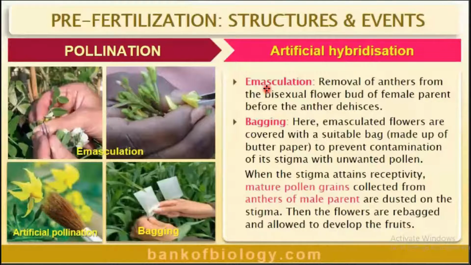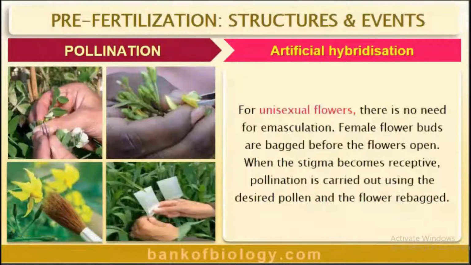After emasculation, the process is bagging. Here, emasculated flowers are covered with a suitable bag to prevent contamination of its stigma with unwanted pollen grains. Then, when the stigma attains receptivity, mature pollen grains collected from the anther of the male parent are dusted on the stigma and it is rebagged again. So that process is over artificial hybridization.